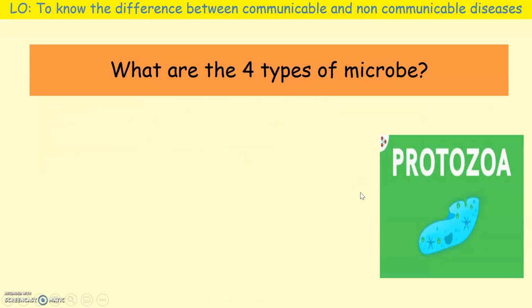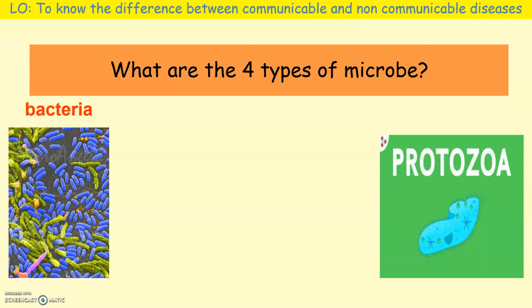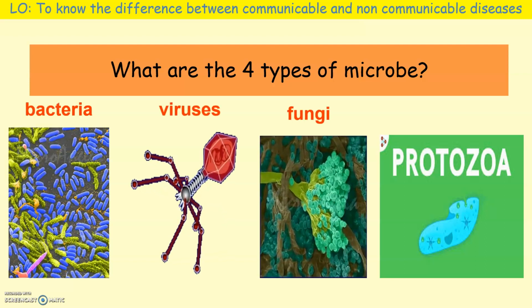Excellent. Okay, to start with, what are the 4 types of microbes? Amazing. Okay, we have the bacteria, bacterium for one cell, and bacteria when it's more than one. Then we have the virus. We also have the fungi, fungus for one, fungi for when it's more than one. Then we have the protozoa. Okay, amazing. So these are the 4 types of microbes that we have. Excellent.